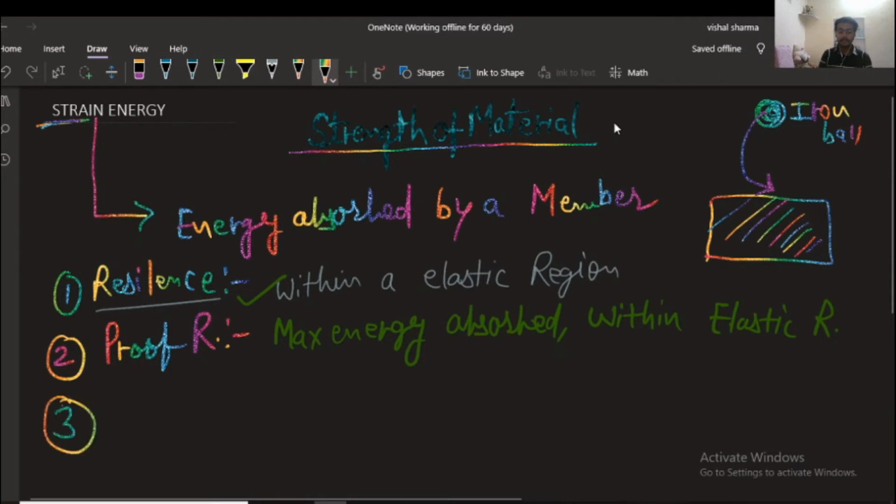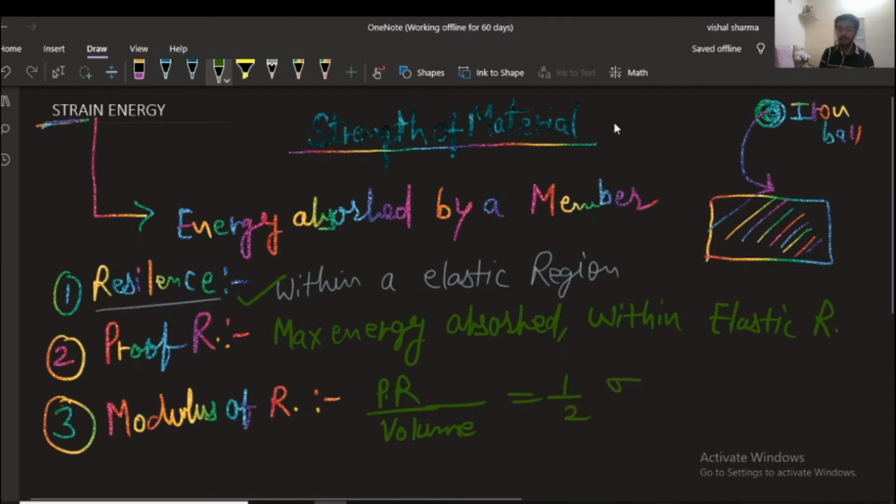The third one is the modulus of resilience. Modulus of resilience is given by the proof resilience per unit volume, which is equal to 1 by 2 sigma_EL into epsilon up to the elastic limit, which can further be written as the stress up to the elastic limit whole square divided by 2E. This is under elastic deformation.